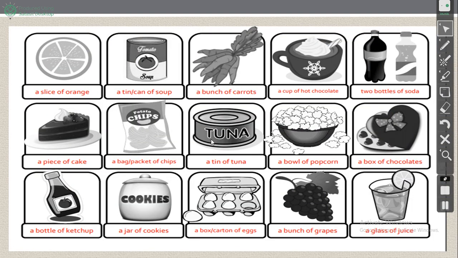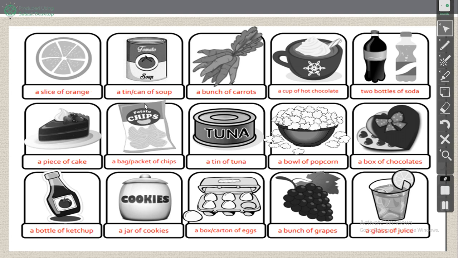Okay, now let's do an exercise. Here we have an orange, right? This is a slice of orange. We can say a loaf of orange, right? A slice of orange, شريحة.